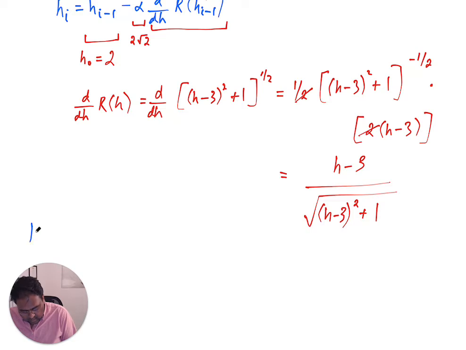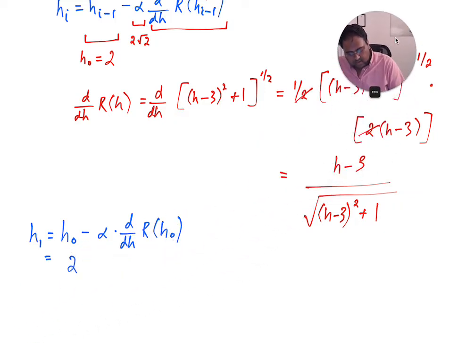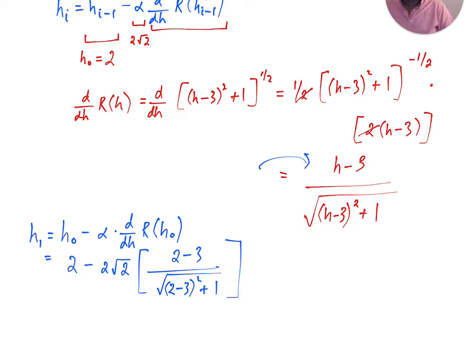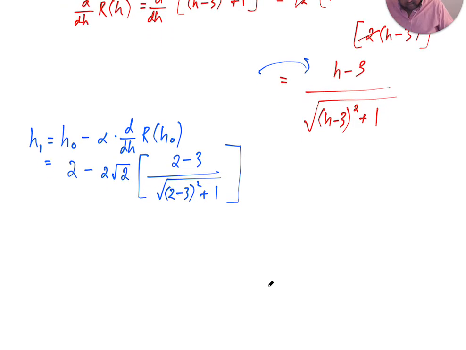So here we're looking for h1. We know that that's h naught minus alpha times this derivative evaluated at h naught. In our case, we're told h naught is 2, alpha is 2 times the square root of 2, and this derivative evaluated at 2, well, I just need to plug in 2 into this formula right here. So that would have me calculate 2 minus 3 on the numerator, all over the square root of 2 minus 3 quantity squared plus 1. So let's do some math and see what we get.